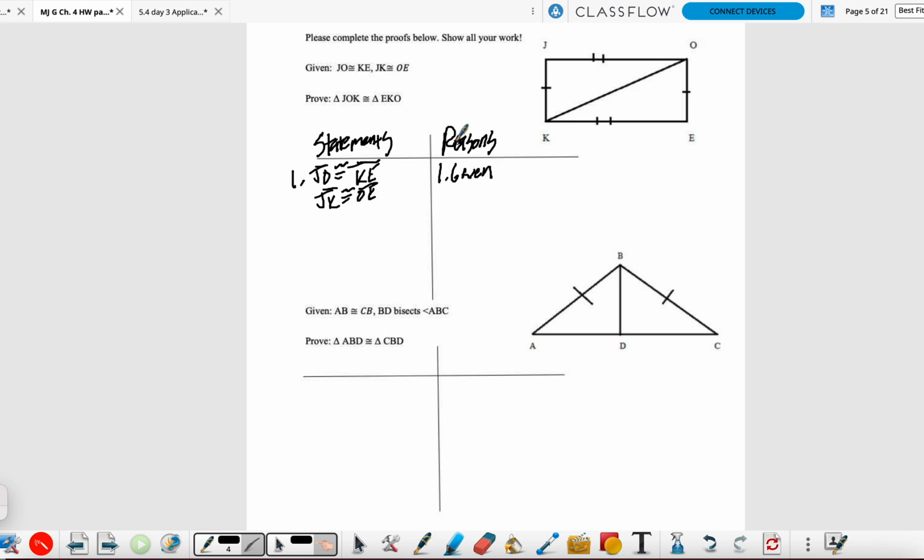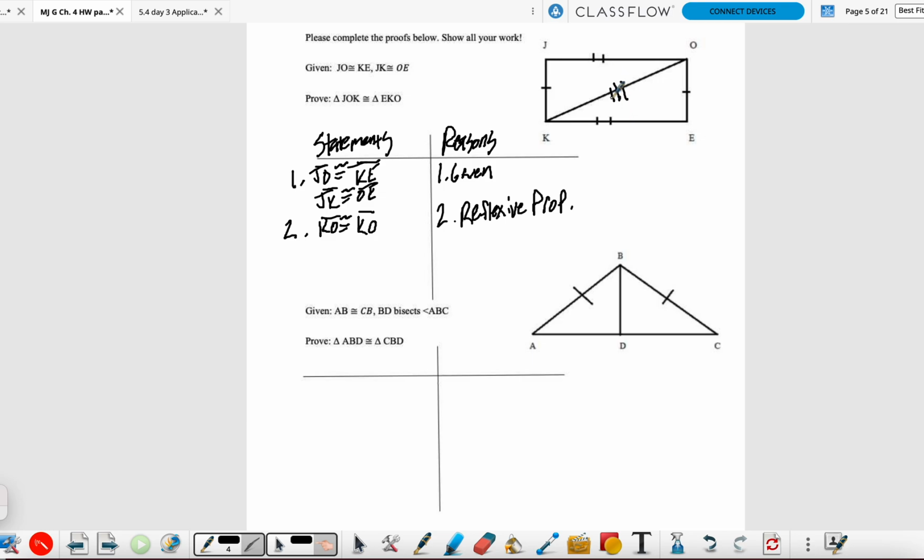Now the next thing we want to do is look at our picture. Do we have any visual freebies? Do we have vertical angles? No. But do we have a shared side? We absolutely do. KO is used in both triangles. So we can say that KO is congruent to KO. Now if you put OK is congruent to OK, that's just fine. Or you could say that's okay. That's a joke. You can put reflexive property for that. We did that like 4 times in the video the other day.